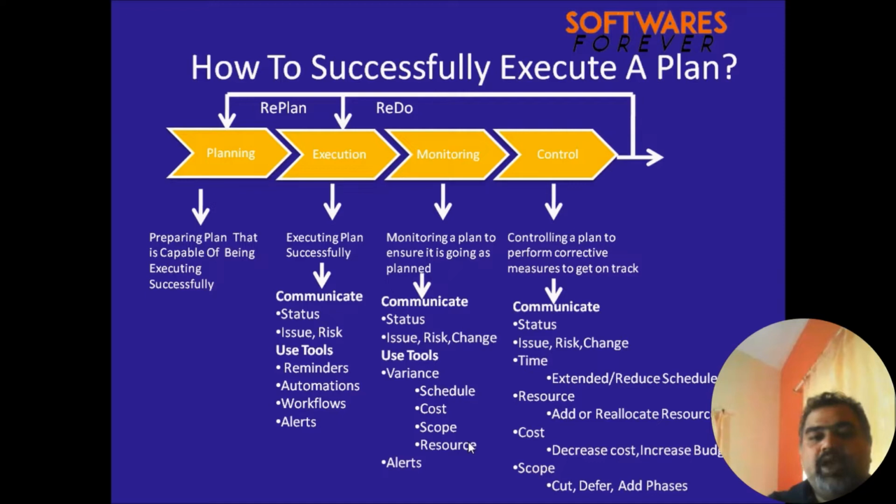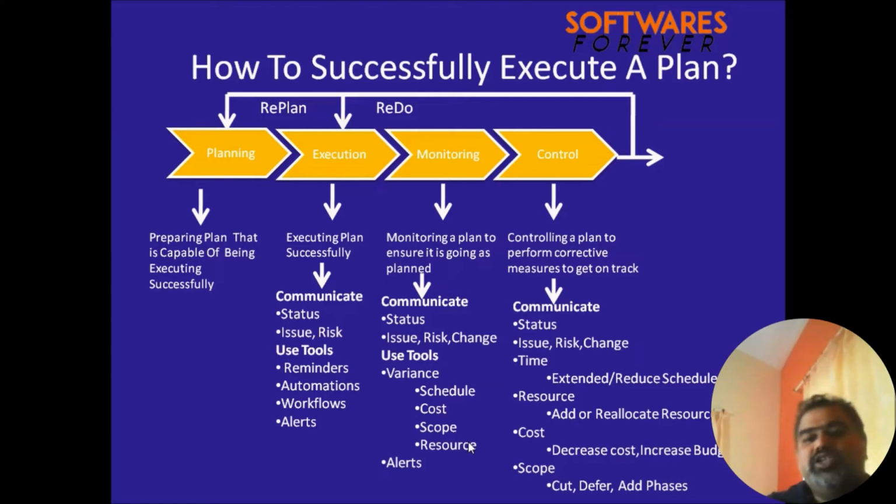We'll identify that, and we'll use some tools like reminders, so that if a task is due, we get a reminder. We may use automation or workflows for executing some tasks, and we'll use some alerts, so that if something happens or some change is happening, we get alerts. All these tools we will use in this execution stage.